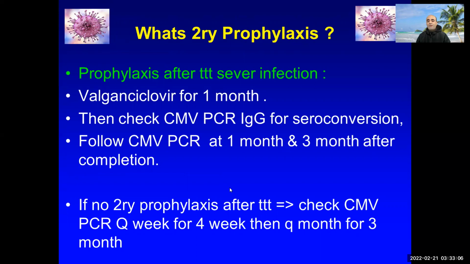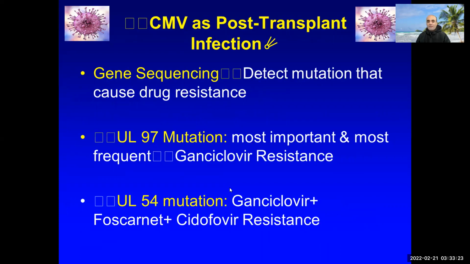If no secondary prophylaxis after treatment, check CMV PCR weekly for 4 weeks, then monthly for 3 months.